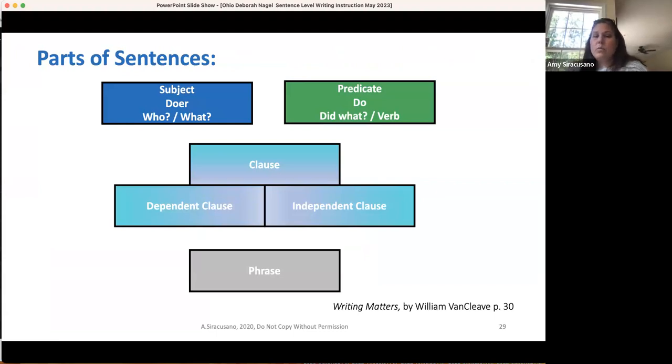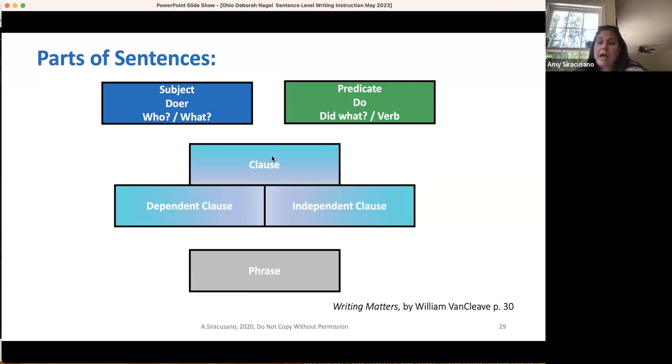Subject, predicate. William used to call it the doer and the do, which I really like. It really helps me and helps kids. So the subject is the doer. The predicate is the do in this sentence, right? So what is the doer doing? And then eventually you can weave these more complex or abstract terms in there.